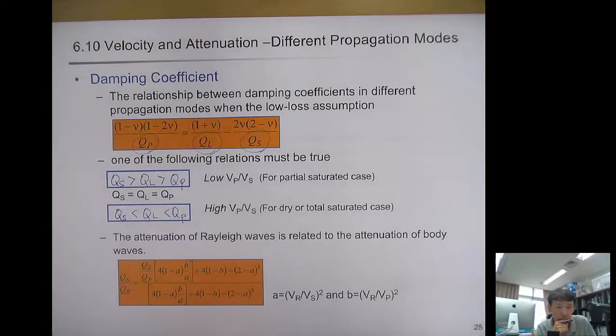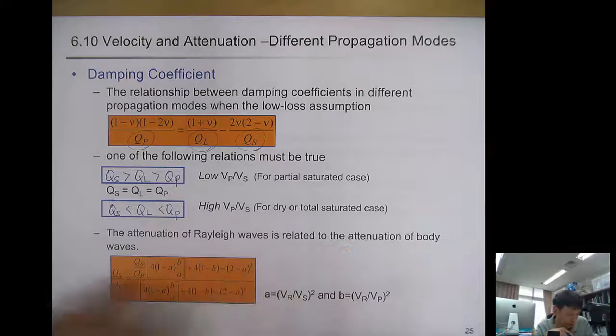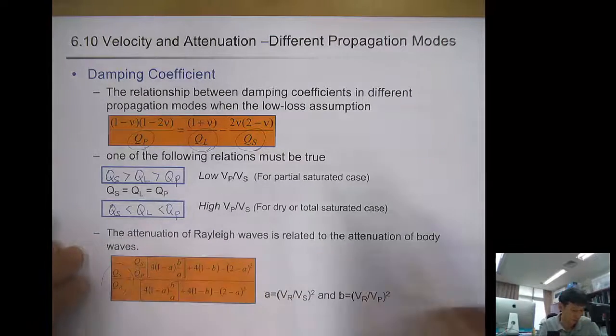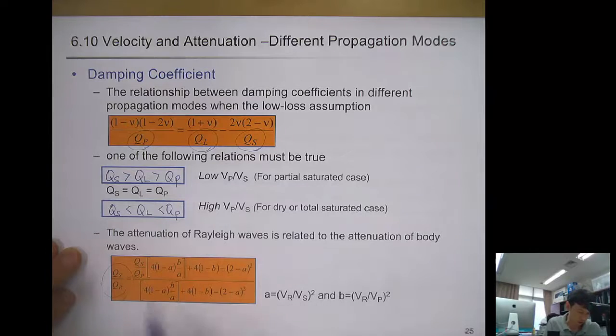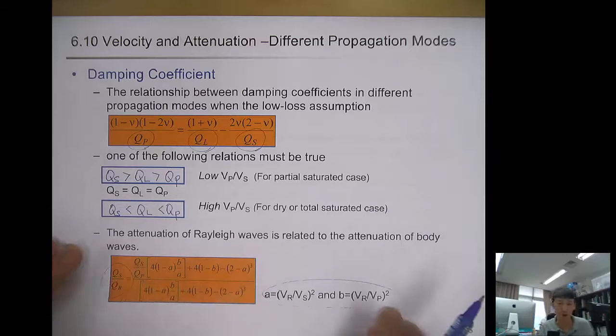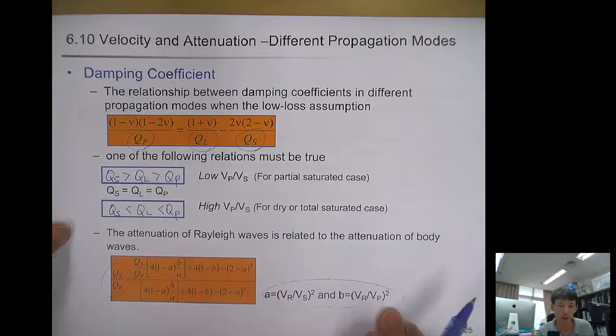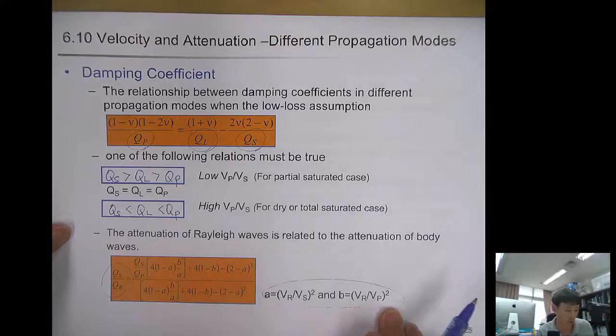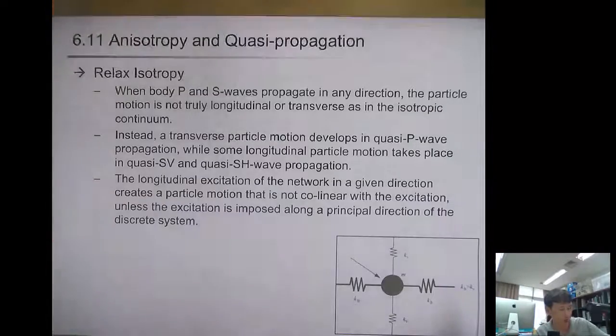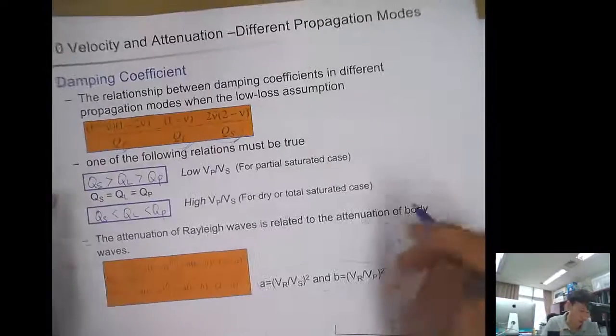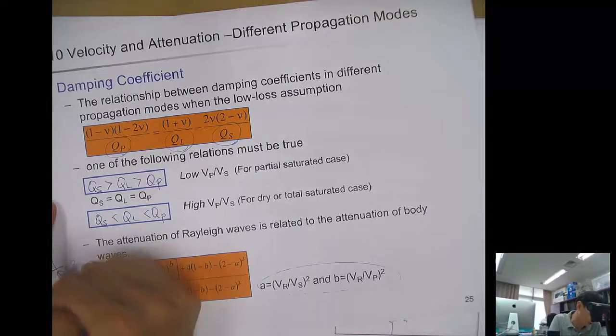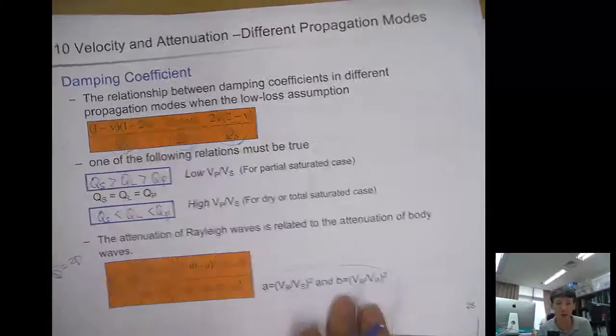And attenuation of the Rayleigh waves is related to the attenuation of the body wave. So you can compute based on the velocity and QS and QP. Then you can estimate the Rayleigh wave attenuation, QR. As I said before, the 1 over Q is the same as 2 times damping ratio.